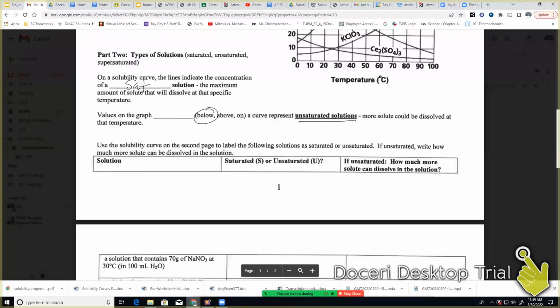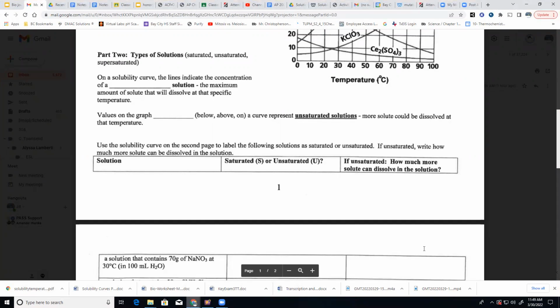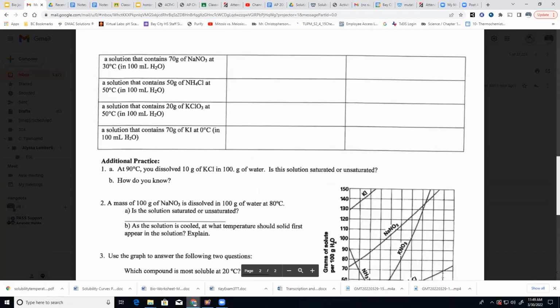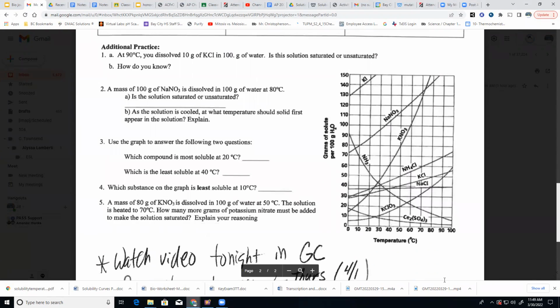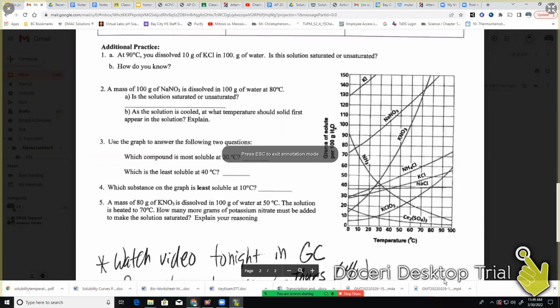All right, so now we're going to look at a few situations and we're going to say whether they're saturated or unsaturated, and then if it's unsaturated, how much more of the solute we need to add. So I'm going to flip over to the next page. So we just look at the first one. On the first one, what do I have? I have 70 grams of sodium nitrate at 30 degrees Celsius.